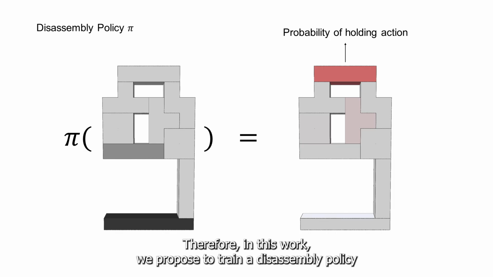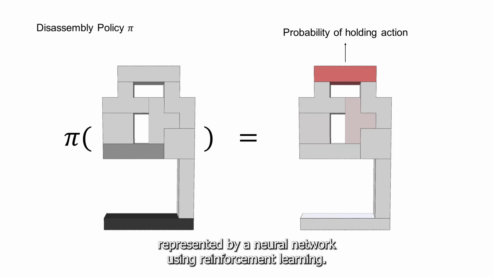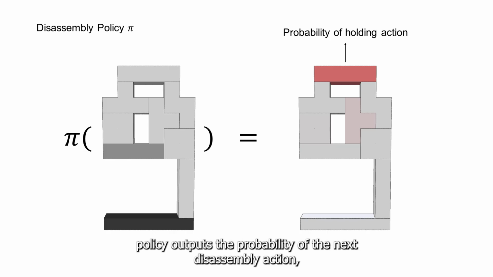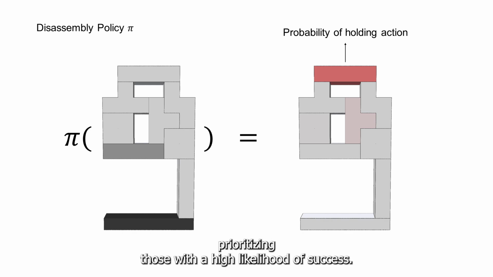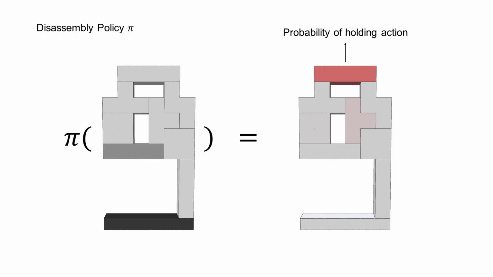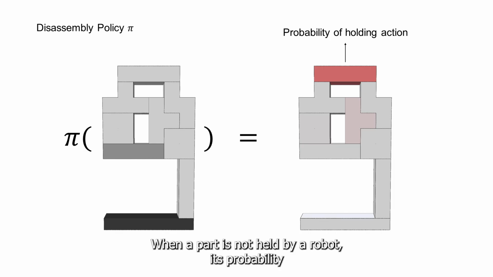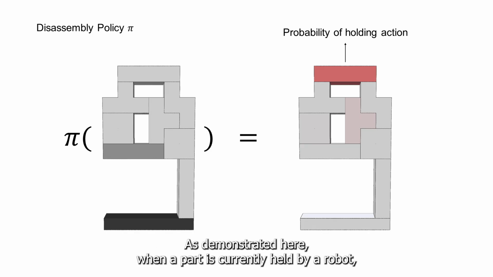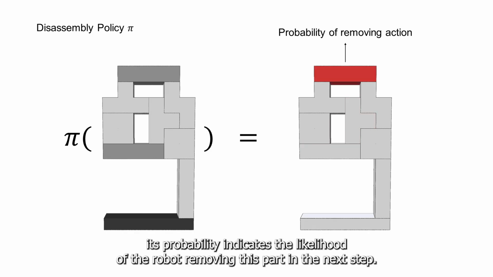Therefore, in this work, we propose to train a disassembly policy, represented by a neural network, using reinforcement learning. Given any intermediate assembly state, our pre-trained policy outputs the probability of the next disassembly action, prioritizing those with a high likelihood of success. When a part is not held by a robot, its probability indicates the likelihood of a robot holding this part in the next step, as demonstrated here. When a part is currently held by a robot, its probability indicates the likelihood of the robot removing this part in the next step.